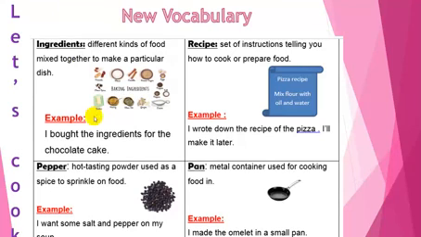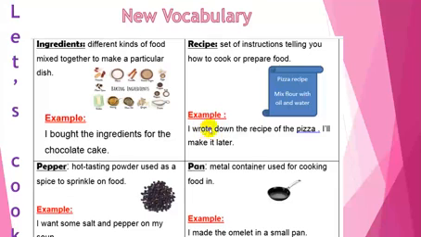For example, I bought the ingredients for the chocolate cake. And then the second word we have here, recipe. Recipe is a set of instructions telling you how to cook or prepare food. So the ingredients are the things that I will buy from the supermarket, for example, to make a cake or a pizza. Now the recipe is how I will do it. It's telling me what to do with the ingredients, like mix them, chop them, cut them, boil them. So this is the recipe.